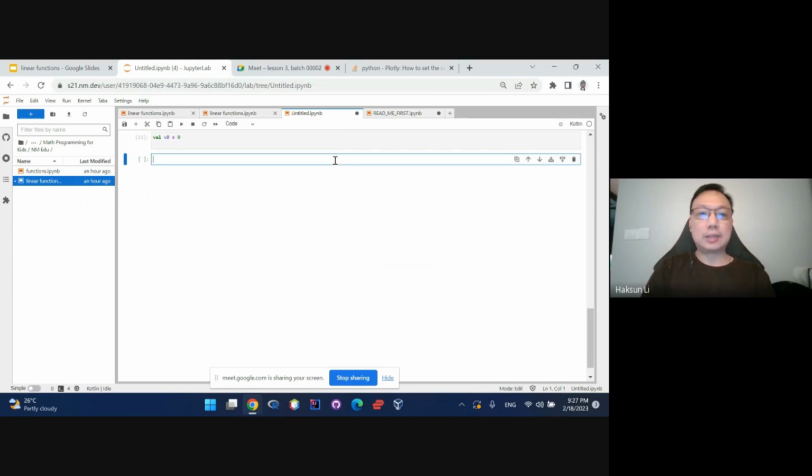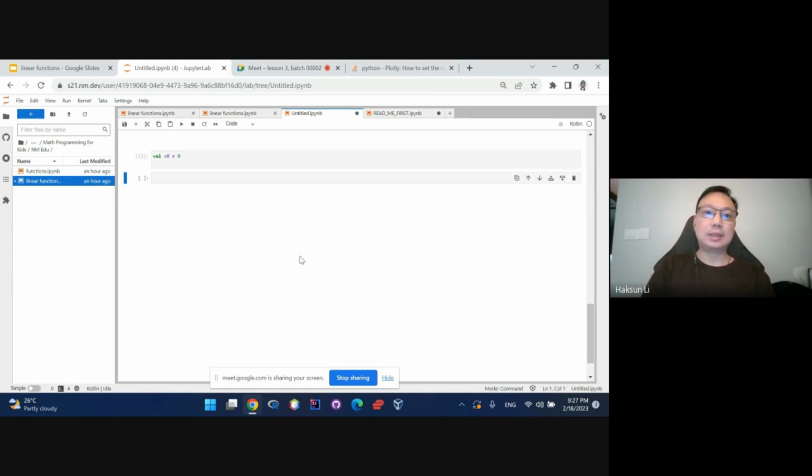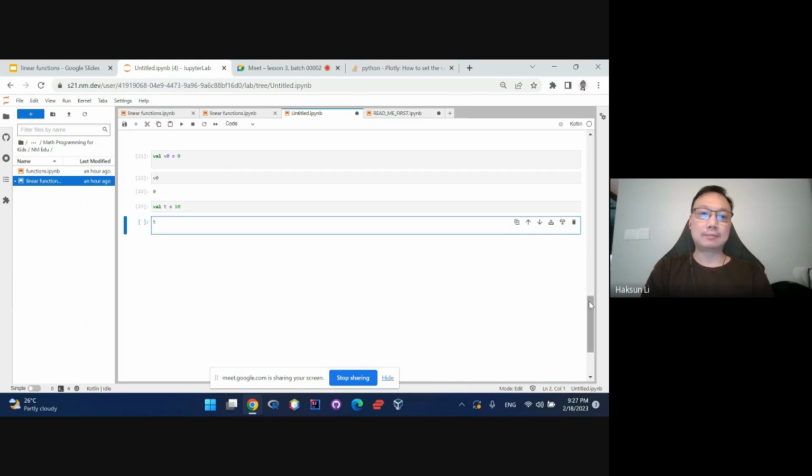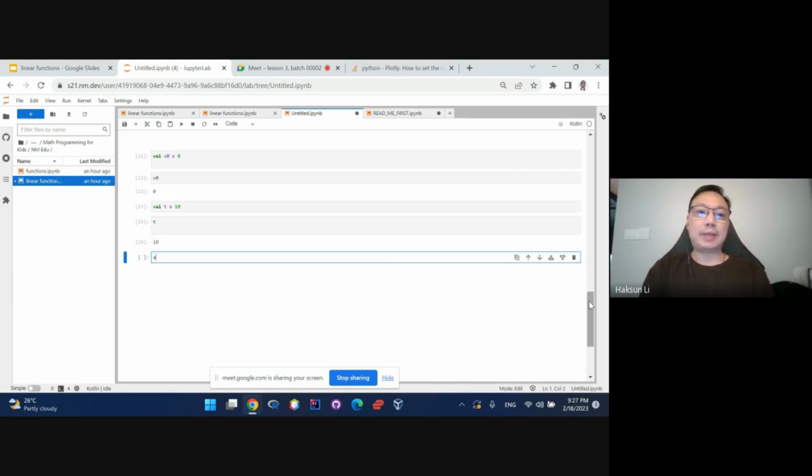So here's the math programming part. Let's say v0 equal to 0. Everybody seeing me doing this coding? Yes. Okay. So v0 equal to 0. But after some time t, let's say t equal to 10 seconds. The speed v1 equal to 10.